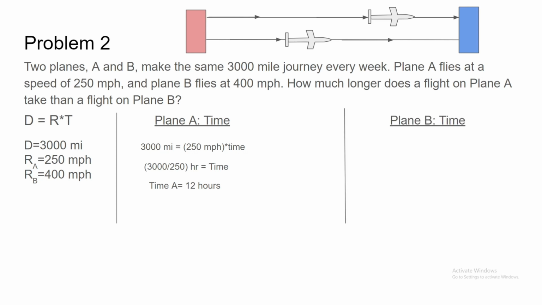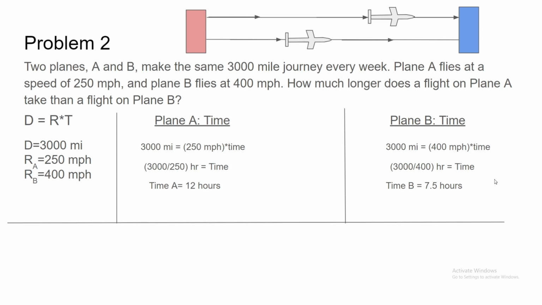Alright, let's see. How long does it take for plane B? So it's going to be the same distance as before. This time we're moving at 400 miles an hour. So we plug those in here. We get 3,000 is equal to 400 times our time. Divide both sides by 400. Go ahead and simplify that down. And we're going to get time for plane B is 7.5 hours.